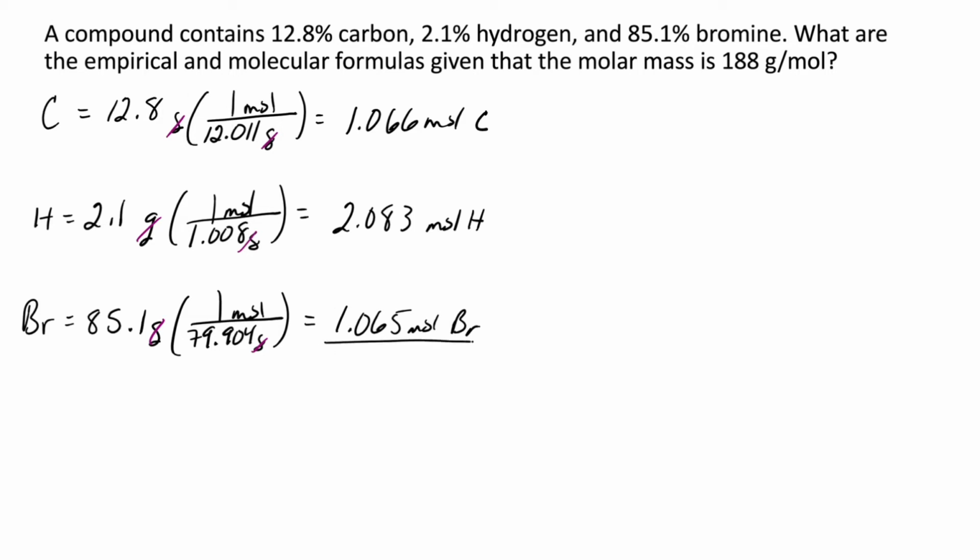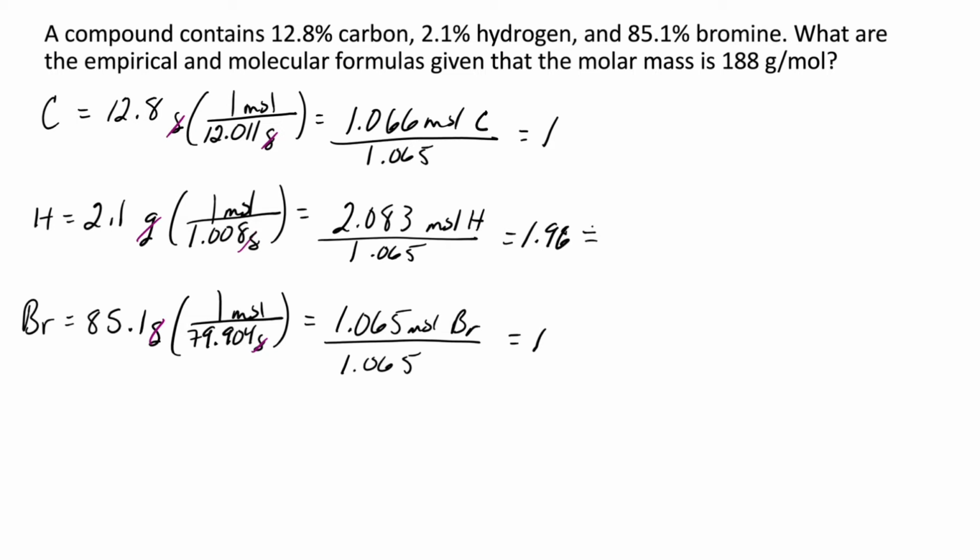In this case, it is bromine that has the least amount of moles, so I am going to divide each one by 1.065. And the goal is to have a whole number for each of these, which will then serve as our subscripts. So bromine is 1, and I can look at carbon and tell that that will be 1. 1.066 divided by 1.065 can be rounded to 1. And 2.083 divided by 1.065 is 1.95, actually 1.96, and this can be rounded to 2.